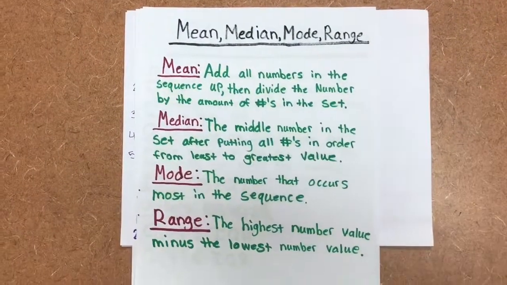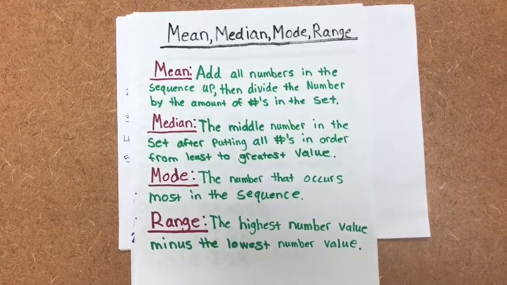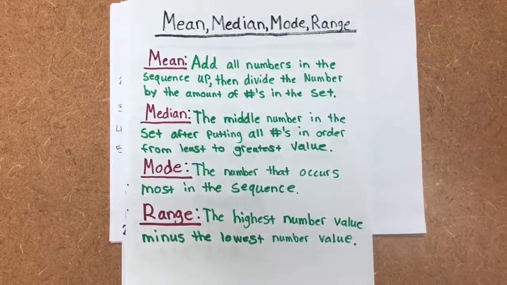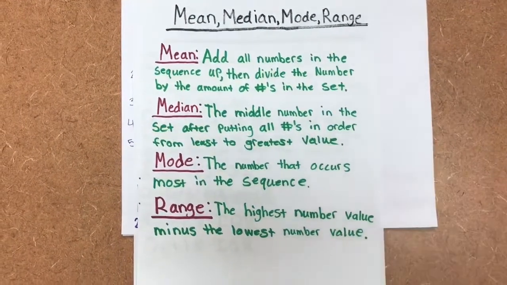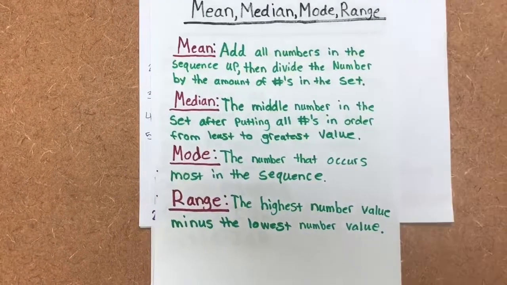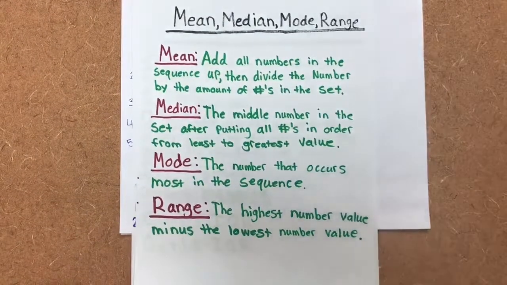Alrighty, so to do the box and whisker and all that, you have to first understand mean, median, mode, range, all that. So mean is just add up all the numbers, divide by the amount of numbers there is. Median is just the middle number in that set when you put them in numerical order, least to greatest. Mode is the number that occurs most in the sequence, and range is the highest number with the lowest number subtracted from that. Easy 5th grade.